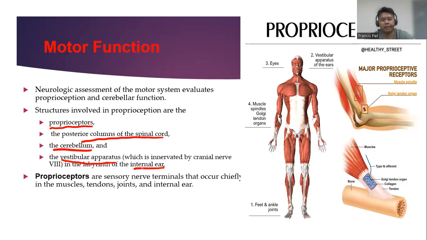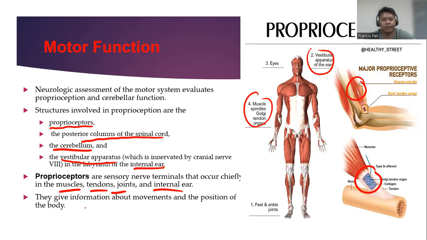What does proprioceptor mean? They are sensory nerve terminals that occur chiefly in the muscle, tendon, joints, and the inner ear. Here they are, the proprioceptors, in the ears and in the muscles. What is their job? They give information about the movement and position of the body. That's why we are able to move accordingly and maintain balance.